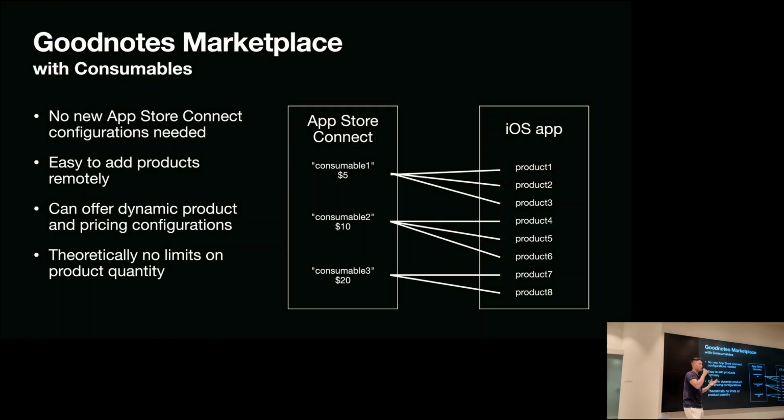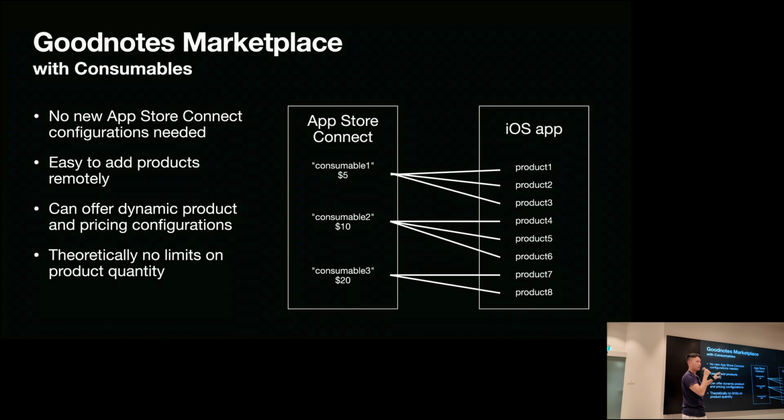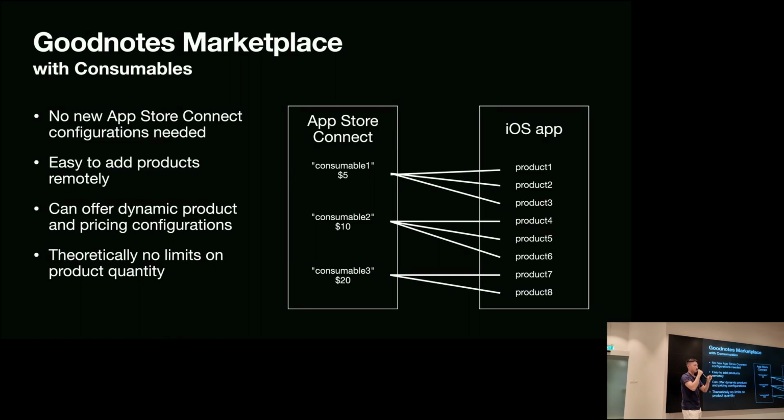A lot of the products, even among the 3,000 products, actually have the same or similar pricing in general. So if we have a set of consumable products, we don't have to submit a new in-app purchase to the App Store whenever we add a new product. Every time we add a new product, we just associate it with one of the consumable in-app purchases. So it's easy for us to configure the products from the back end. This product will just have consumable 2 or consumable 3.